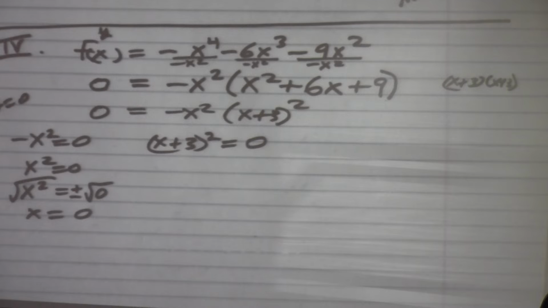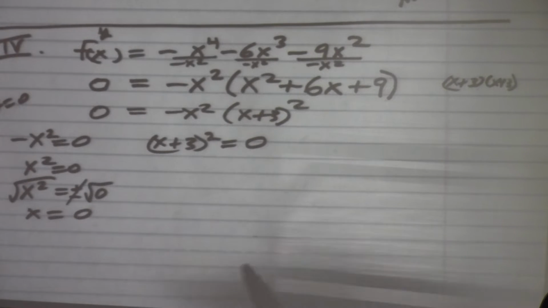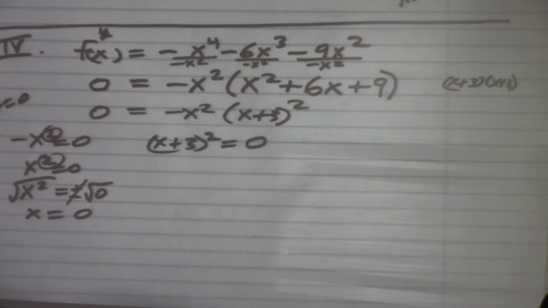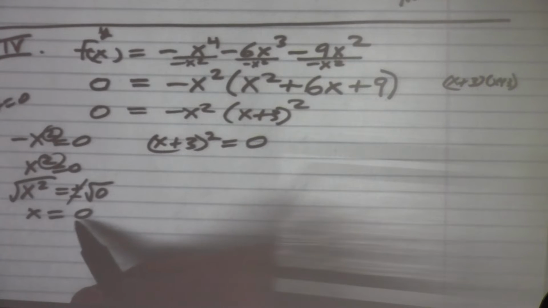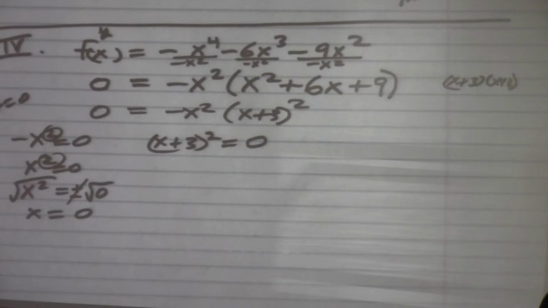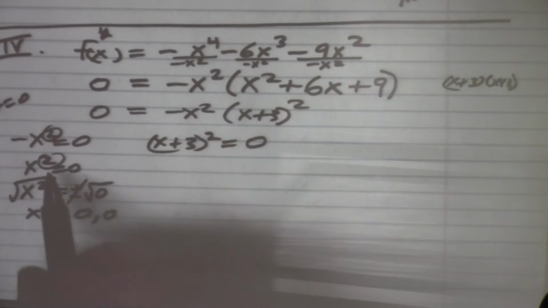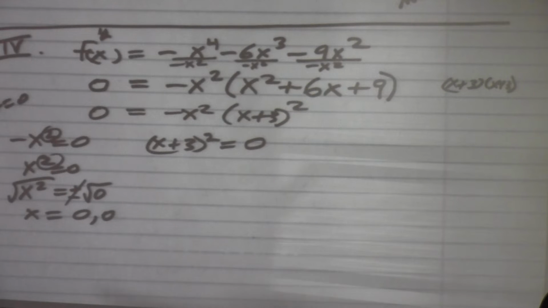But the plus or minus is really important. Even though there's no plus or minus 0, there's no negative 0, the fact is, because this is an exponent of 2, that means there's 2 zeros. So this means x is equal to 0 and another 0. We don't usually show it, but there is one. For now, I will show it because I want to make a point about the multiplicity. This is 0 with a multiplicity of 2.